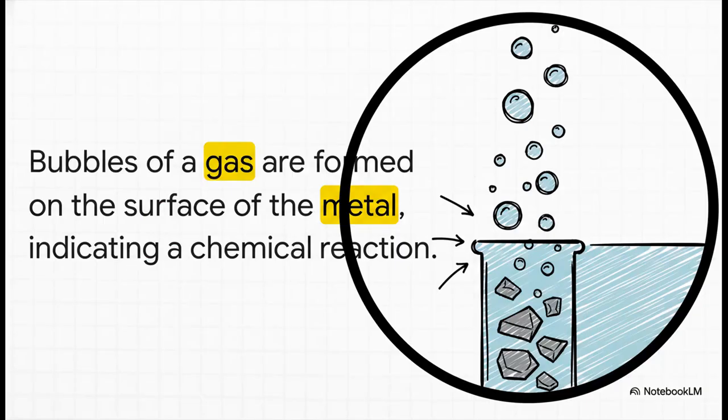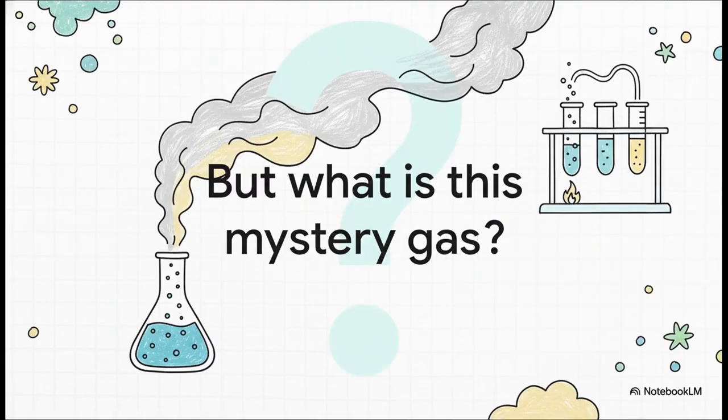And there, you can see it immediately. As soon as the zinc granules touch the acid, you can see bubbles forming on the surface of the metal. Now, what do these bubbles tell us? Well, the formation of bubbles means that a gas is being produced. The question is, which gas is it? How can we identify this gas?